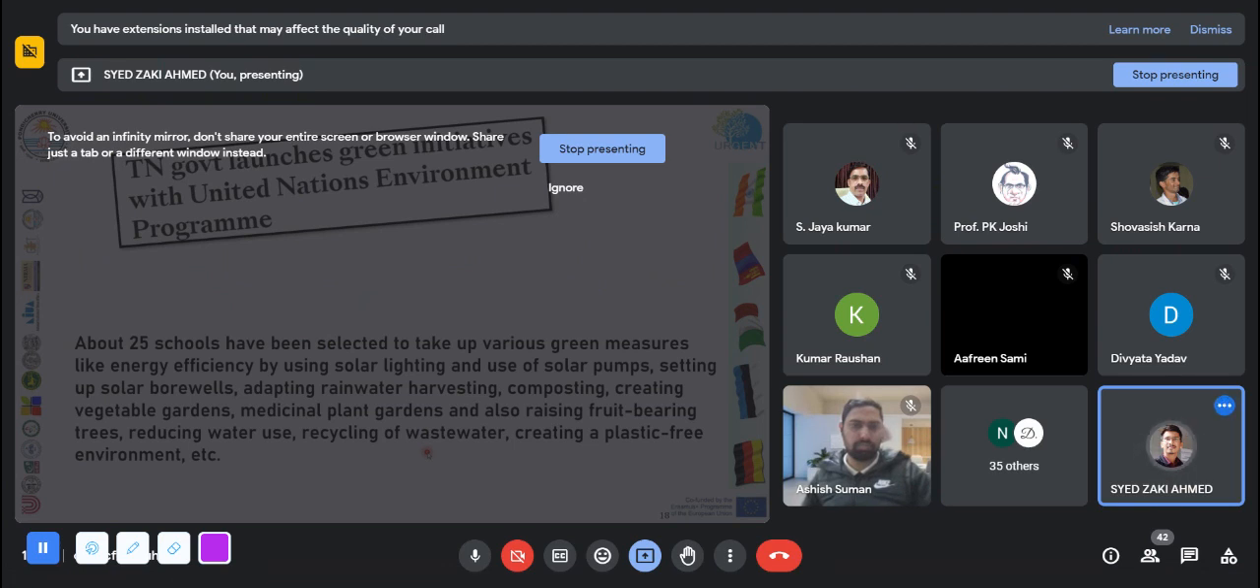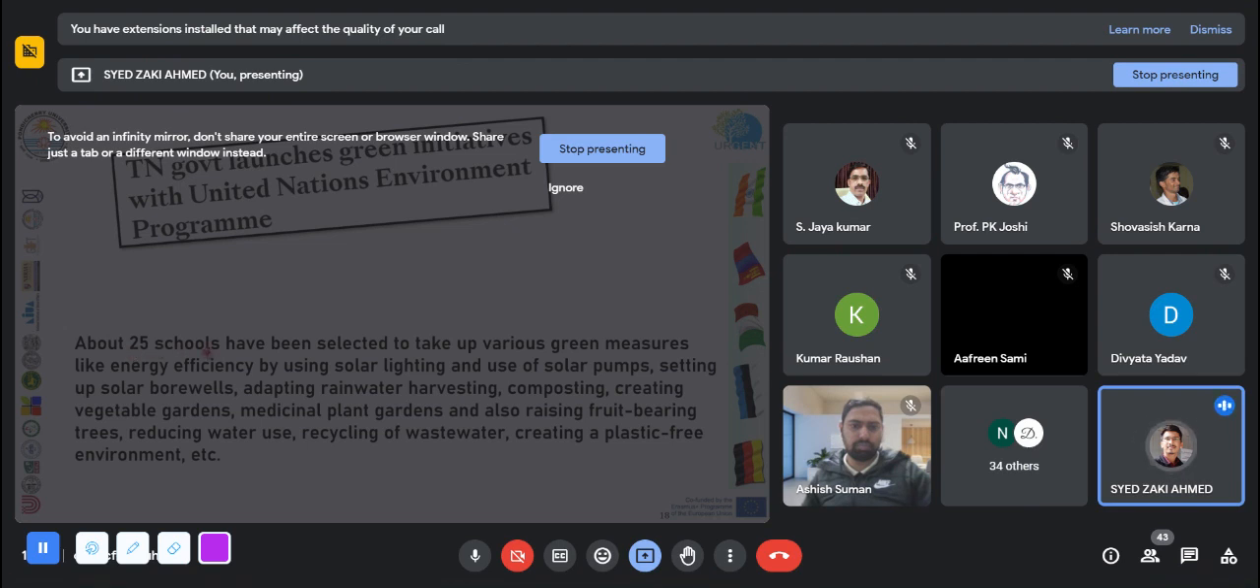Tamil Nadu government has launched a green initiative with the United Nations Environment Program. So this green initiative actually has taken school children. Yes, the ground level or our backbone of the society, the children, if they are taken into these green initiatives, that will provide a much better solution for the city.